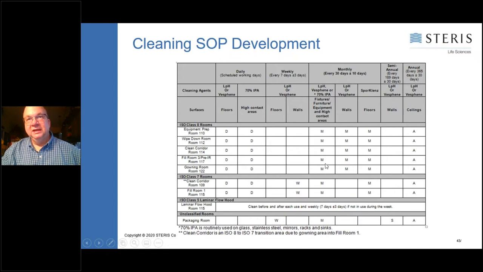So D is daily, M is monthly, A is annually, W is weekly, and S is semi-annually. That way, Thomas Arista from FDA can take a close look at this and very easily figure out your frequency.